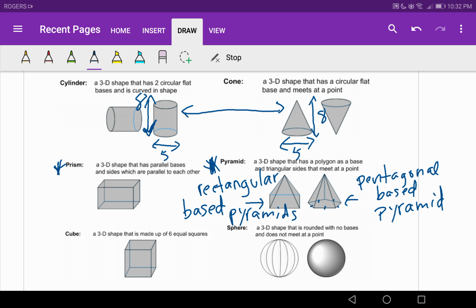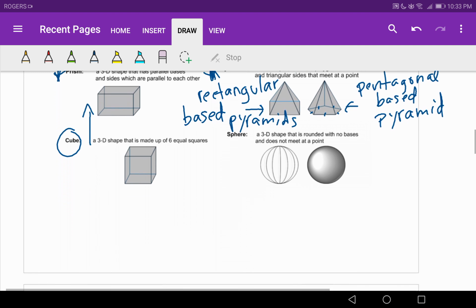Okay, so here's a cube, but a cube is really just a special type of prism. So remember that. It would fall under the prism category. And then lastly, we have a sphere, which is basically like a ball. All right, so I think we all already know that. And that's it. The sphere is just basically a ball.